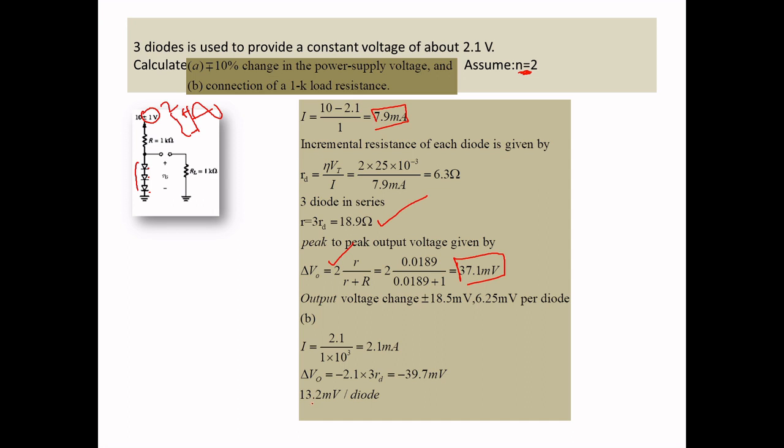That means each diode has a voltage of 13.2 millivolt. So this is the inference you got from this problem. Similar problems can be asked in any manner, but this is the basic. I hope you understand this problem.